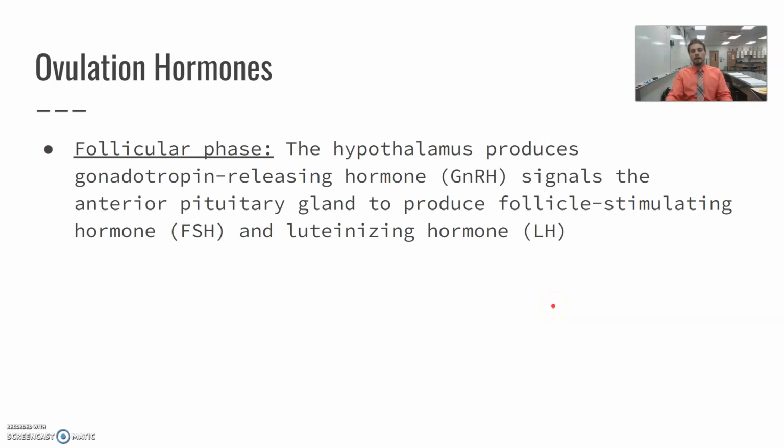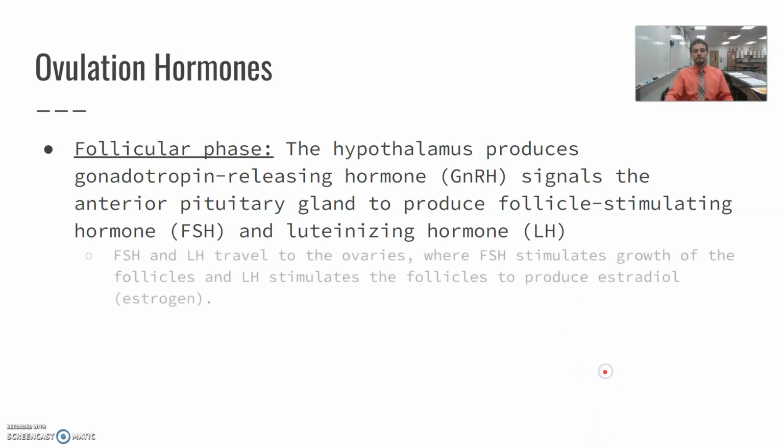So the hormones that are involved in ovulation, you're going to start with those involved in the follicular phase. And so at this point, the hypothalamus is going to be producing gonadotropin releasing hormone, or GnRH, which is signaling the anterior pituitary gland very close to that hypothalamus to produce FSH, follicle stimulating hormone, as well as luteinizing hormone, LH. So FSH and LH are going to be the ones that travel to the ovaries.